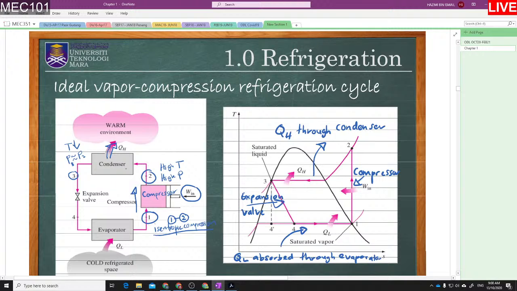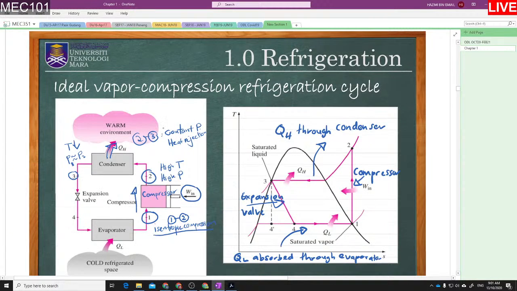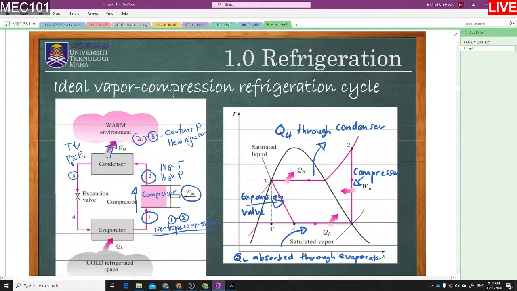So the state 2 to state 3 process, we call it constant pressure heat removal, or rejection. I put rejection here. So that name, constant pressure heat rejection, is quite easy to memorize. And then state 3 to state 4.